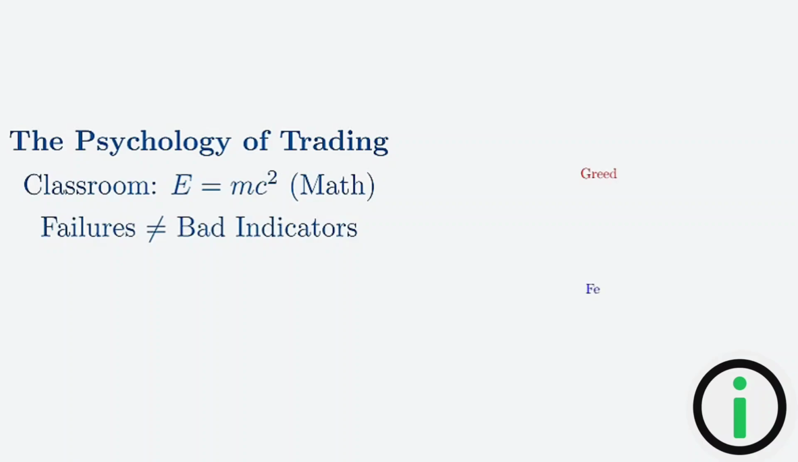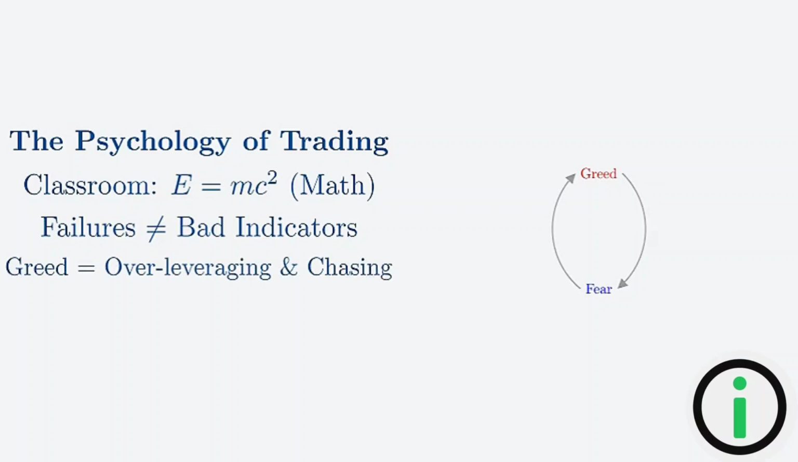Let's look at the cycle of emotion. Let's look at greed first. Greed manifests as FOMO, or the fear of missing out. When you see a price skyrocketing, greed whispers that you should double your position size or enter late without a plan. This usually leads to buying at the very top, just before the smart money starts selling.